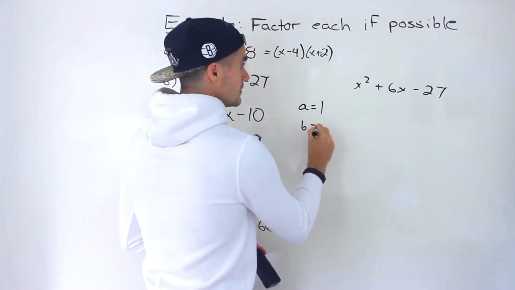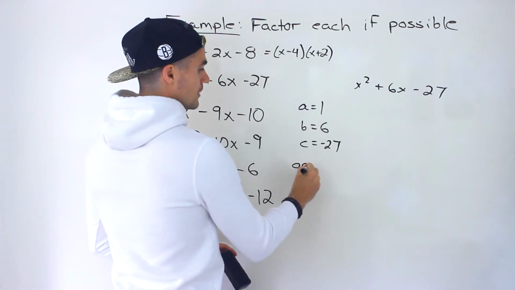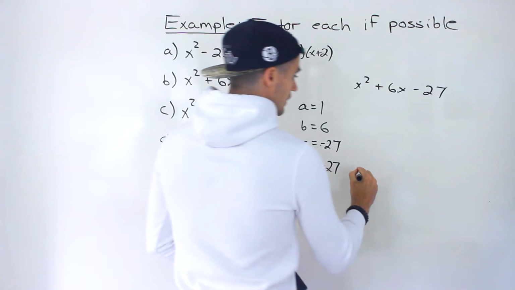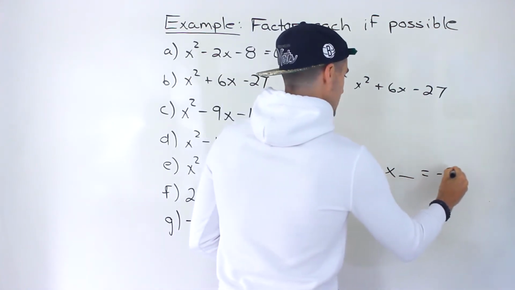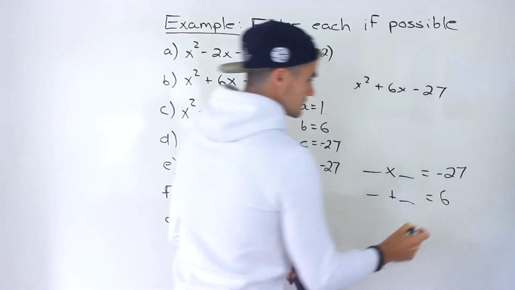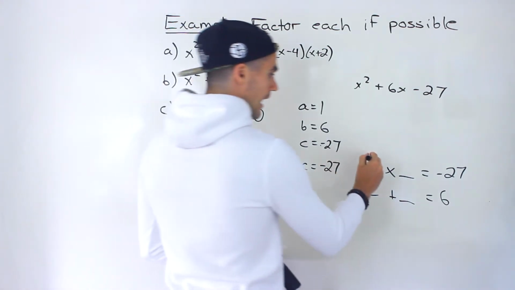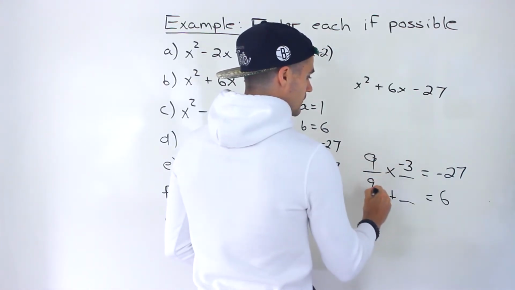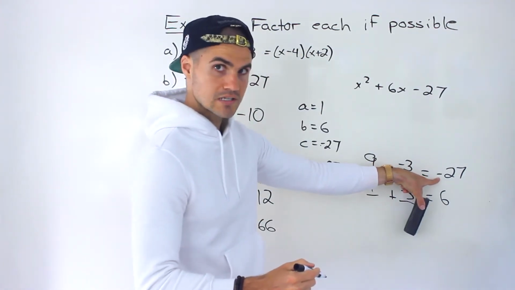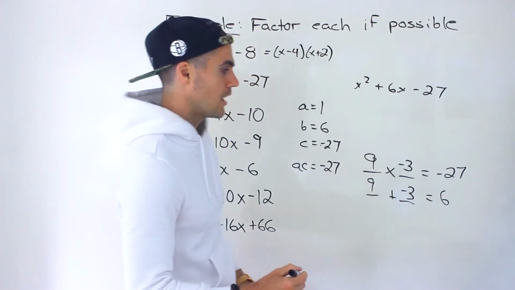Let's write out the A, B, and then C. And then what we do is we multiply the A and the C. 1 times negative 27 is negative 27. Let's find two numbers that multiply to negative 27 and then add up to that B value of positive 6. When you try out a few different combinations, you would end up with 9 and -3. Right? Notice that 9 times -3 would give you -27, and then 9 plus -3 is like 9 minus 3, which would give you +6.